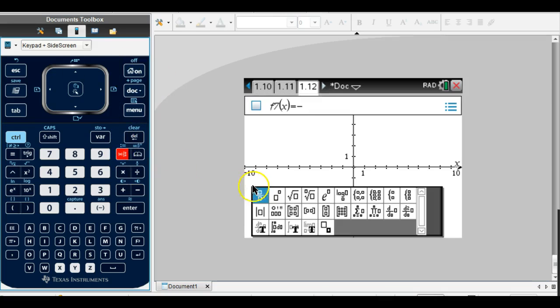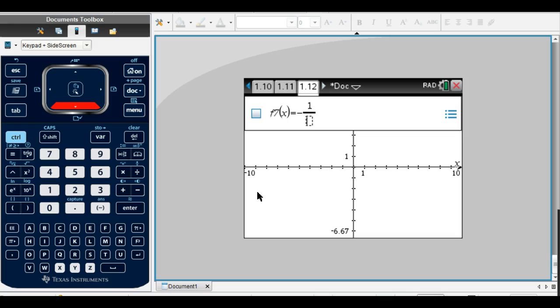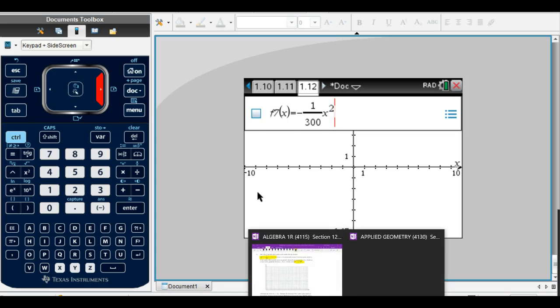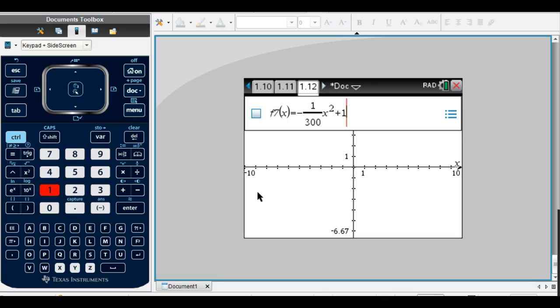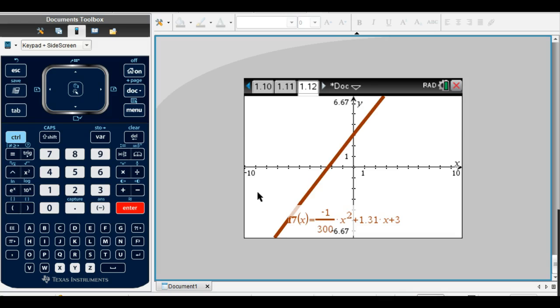My h of x is negative 1 over 300 x squared plus 1.31x plus 3. You'll notice again that I have a picture that looks like a line that starts and goes up, and this was the biggest mistake most students made. They looked at this graph and thought this is the only part of the graph that's applicable, and everybody's graph looked just like a straight line, when in truth it's got to be a quadratic that's curved. It's going to go up and then fall down because it's negative x squared.